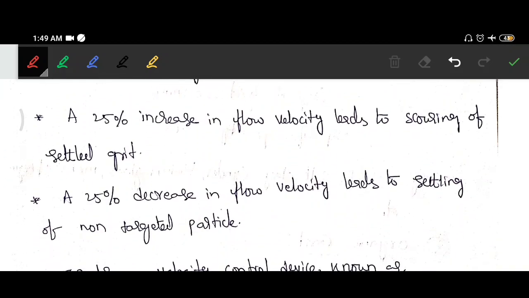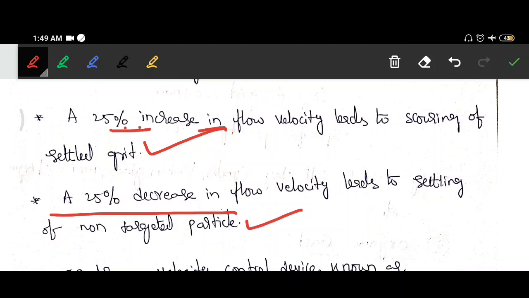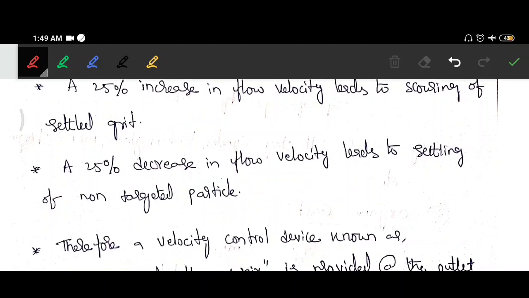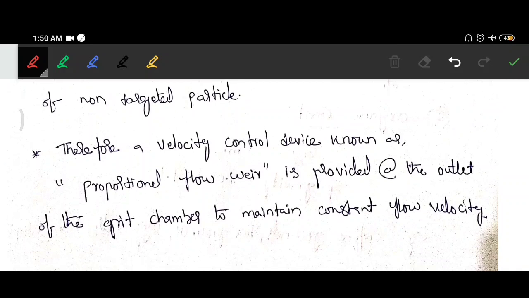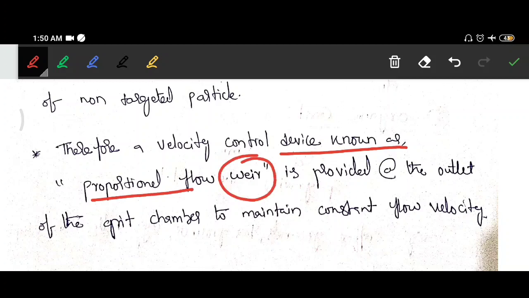So a 25% increase in flow velocity leads to scouring of settled grit. A 25% decrease in velocity will lead to settling of untargeted particles, that is organic matter. Therefore, the velocity control device is called proportional flow weir. So we already know a weir is a solid concrete barrier provided at the outlet of the grit chamber to maintain the constant flow velocity.